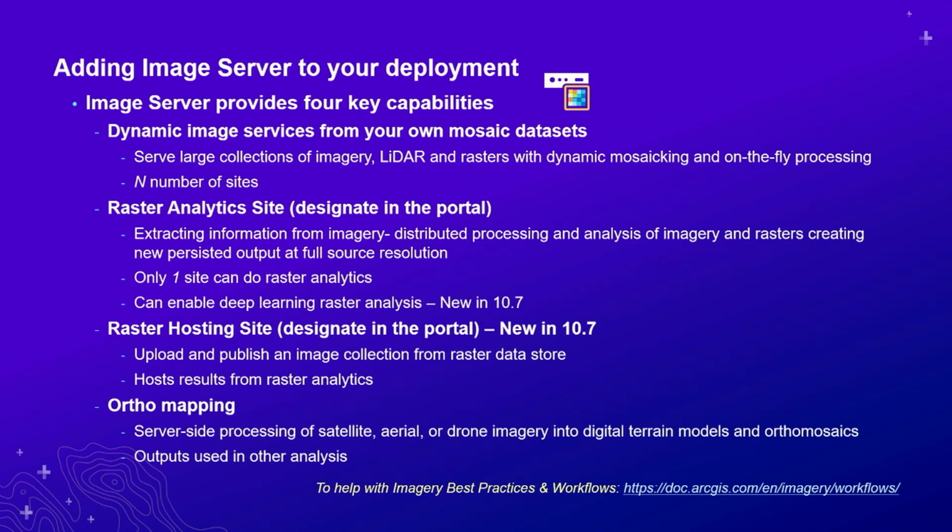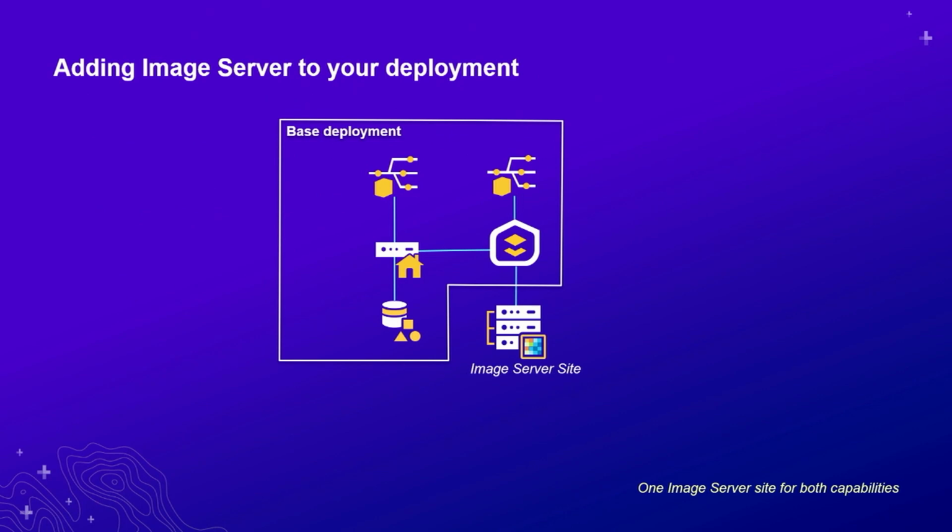It's not that you must have separate sites, but as you'll see here in a second, it's probably a good idea to have that. We have an entire section of the documentation that talks about imagery best practices and workflows that I highly encourage you to take a look at. So adding image server to an existing ArcGIS Enterprise deployment in its simplest form looks like this. You have your base deployment, and then you add one new image server site that does lots of different things. It can be your raster analytics site, you can publish your dynamic image services, and so forth.